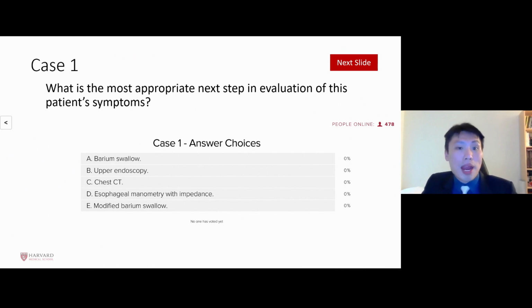Would you choose to do a barium swallow, an upper endoscopy, a chest CT, an esophageal manometry with impedance, or a modified barium swallow, based on the case history of the last patient?